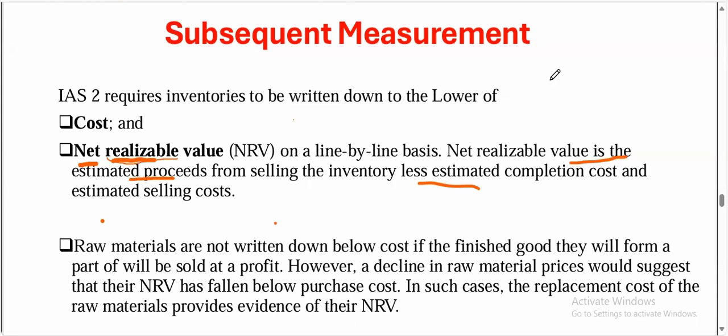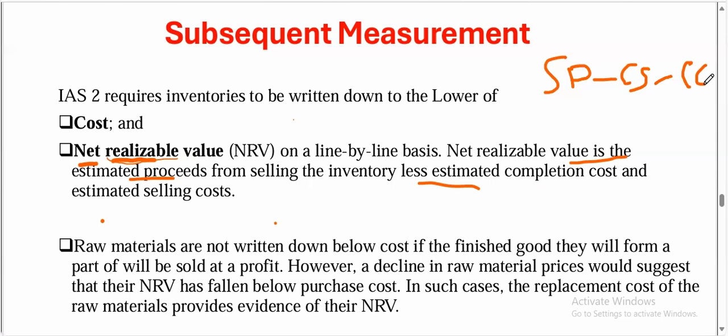So to get our net realizable value, we take our selling price or proceeds from selling, then we deduct our cost to sell, and then we deduct our cost to complete. That's the completion cost, right? So the estimated proceeds from selling the inventory is the selling price, then we deduct any cost we incur to sell, like transportation, carriage outwards, and the rest. Any cost that we incur to sell the inventory, and then we also deduct the cost to complete.